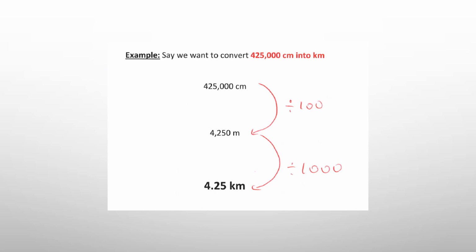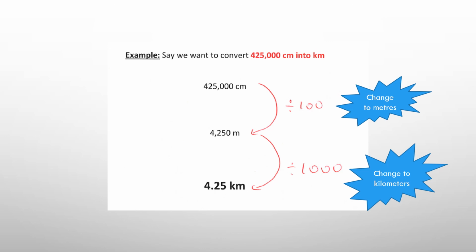So 425,000 centimetres divided by 100 to change it into metres is going to be 4,250 metres. And to change it from metres to kilometres, we're going to divide by 1,000, so it's going to be 4.25 kilometres. By doing it in little steps, you are less likely to make a mistake. So change it to metres first, and then change it to kilometres.